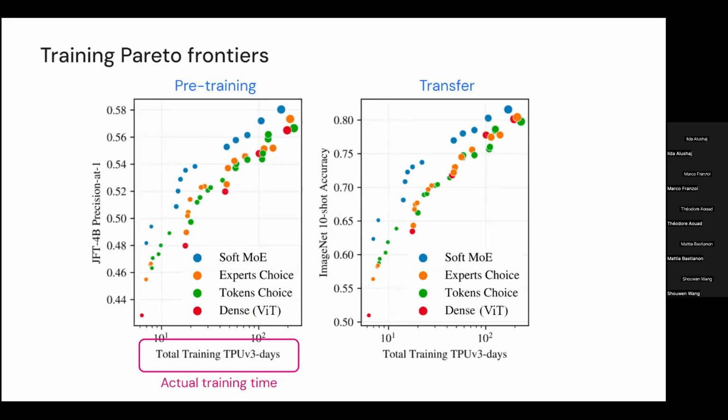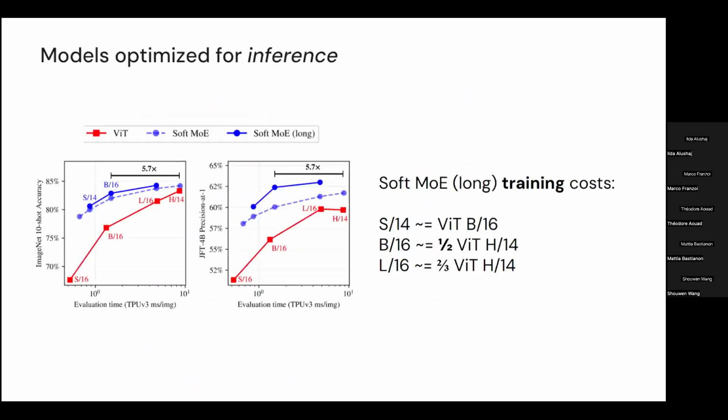But then the soft mixture of experts is substantially better at all scales, from small up to large. So this is nice, that the soft MoE trains faster than sparse MoEs or dense transformers. But actually what it's really good for is inference, because you have this very large model, but it's sparsely activated, so it can be fast in inference.